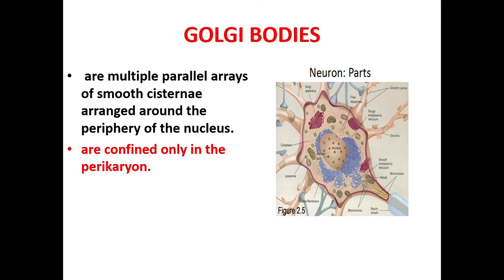The Golgi bodies are multiple parallel arrays of smooth cisternae arranged around the periphery of the nucleus, but they are not found in the axon and are confined only to the perikaryon, but they have the same function as that of the other organelles in other body cells.